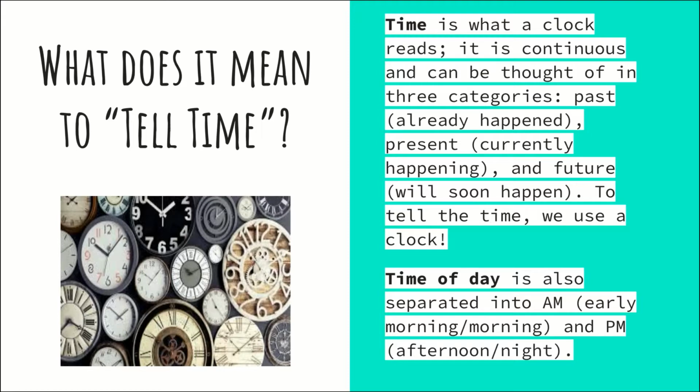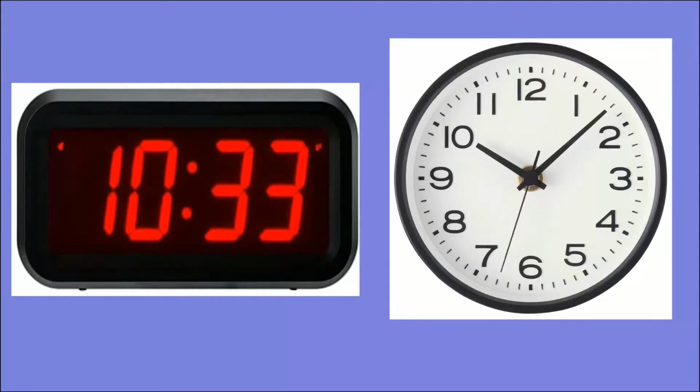It's also important to note that in addition to time as hours on a clock, time of day is also separated. So we know that there are 24 hours in a day, and so our day is halved. It's 2 12-hour segments that we can refer to as AM, which is early morning and morning, and PM, afternoon and night. So there's 12 AM hours and 12 PM hours for a total of 24. That's one full day. So these are 2 different examples of clocks that we'll be looking at.